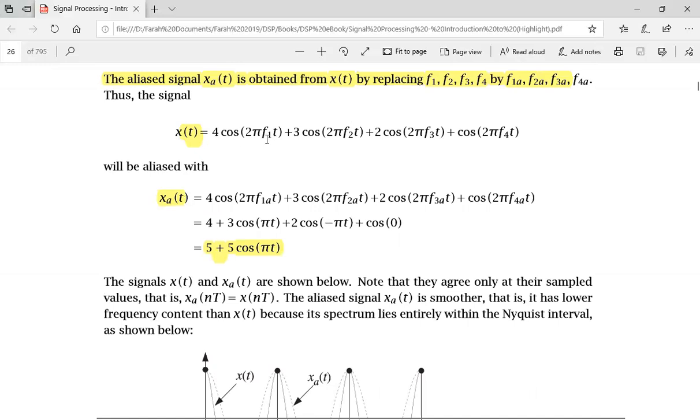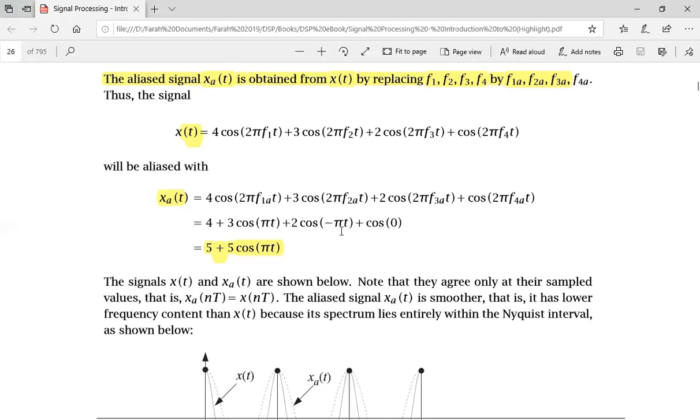The first terms would remain as they are because f1 and f1a are the same, f2 and f2a are the same, but instead of f3, now we have f3a. F3 was originally 1 kilohertz, but it has been changed into minus 0.5 kilohertz. And F4 was 1.5 kilohertz, and it has been changed into 0. The remaining two terms, 2 cos minus pi t and cos 0, appear because f3 has been changed into minus 0.5 and f4 has been aliased as 0.